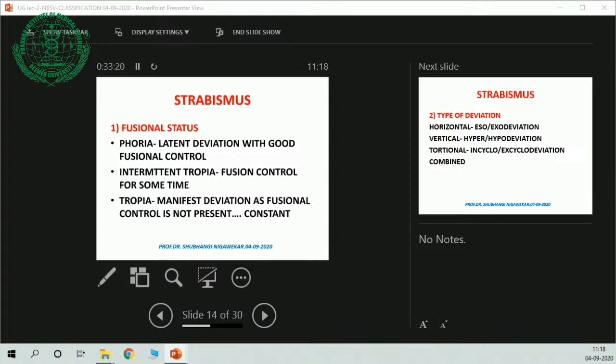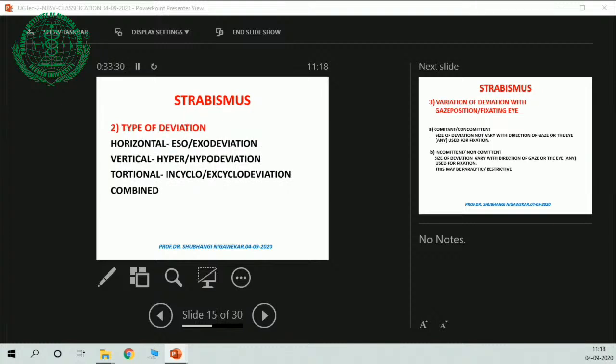So tropia is a manifest squint, all the time it will be there. A constant phenomenon, and fusional reflex control is not at all present. Is that clear? We will go next.